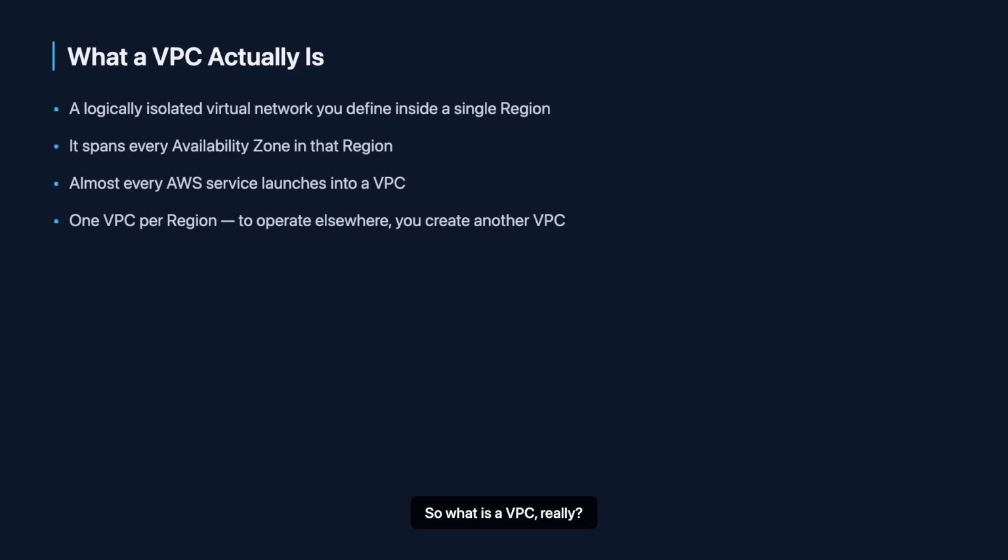So what is a VPC? Really? It's a logically isolated virtual network that you define inside a single region. Think of it as your own private section of the Amazon Web Services cloud, walled off from everyone else's. It spans every availability zone in that region, so you can spread resources across data centers for resilience. And nearly every service you've learned about launches into a VPC. The one rule to hold on to: a VPC lives in exactly one region. If you want to operate in another region, you create another VPC there.